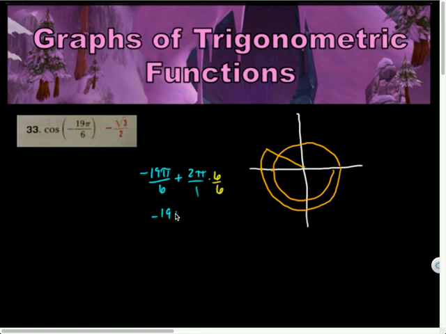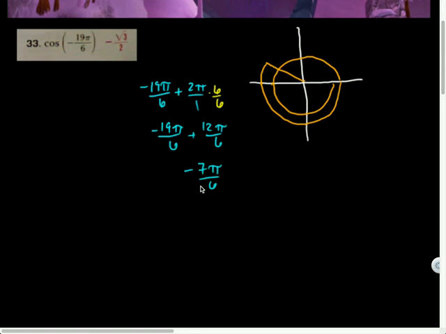So this would have been negative 19 pi over 6 plus 12 pi over 6, which would have been negative 7 pi over 6. Negative 7 pi over 6, by the way, would have been right there. But I still want a different coterminal angle to that. I could have added 2 pi to that again, or just the 12 pi over 6 to it again until I get a positive one. And this would then give me 5 pi over 6 as the coterminal angle.